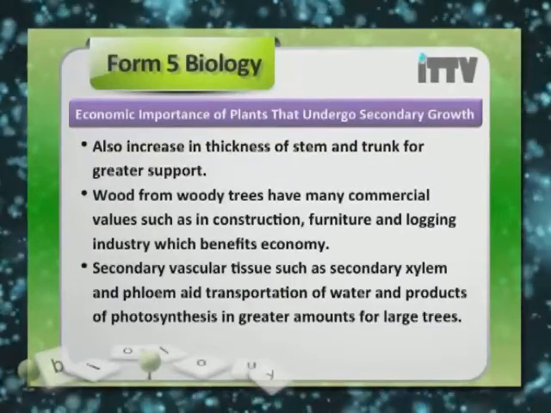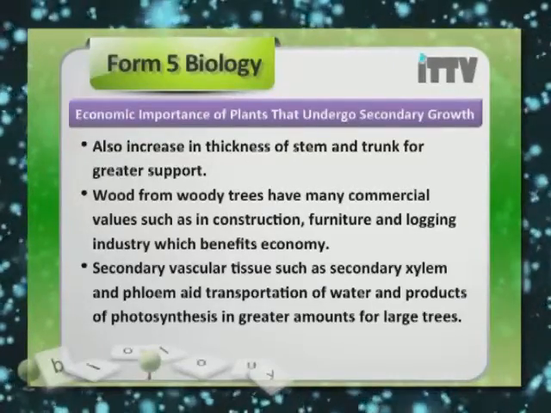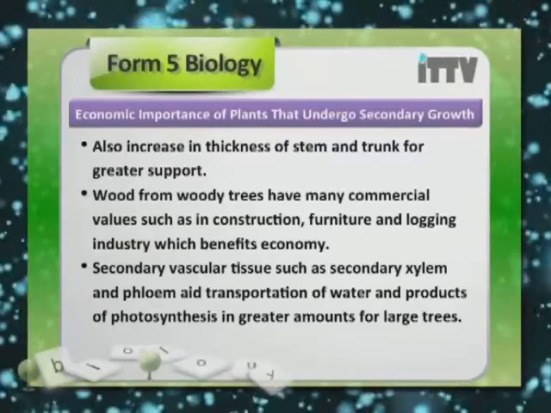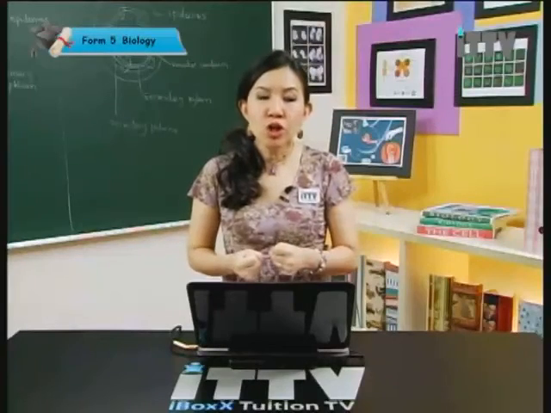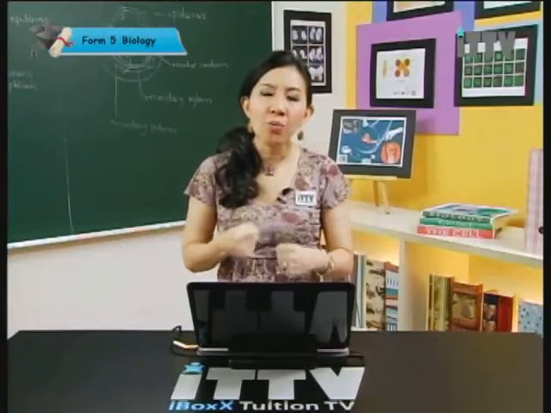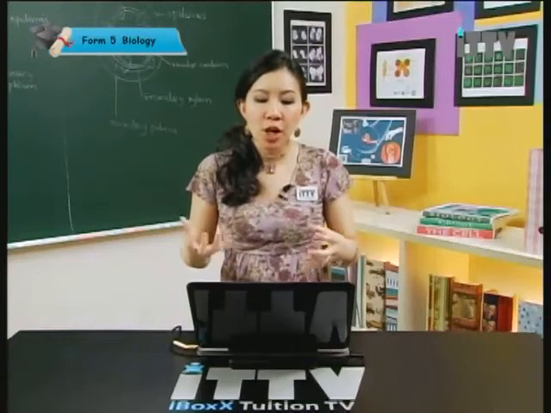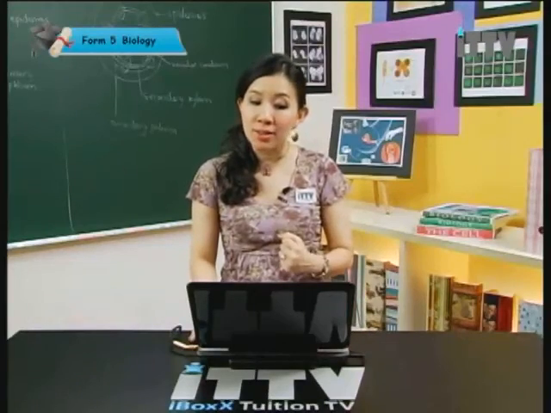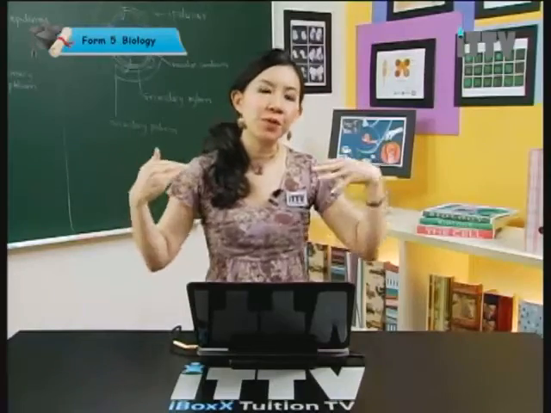Secondary vascular tissues such as secondary xylem and phloem aid transportation of water and products of photosynthesis in greater amounts for larger trees. So for example, those really hardy woody trees like the Chengal, Bakau, Meranti and Balau have great benefits in construction, furniture and logging industry. That's economic importance. And because in a tropical jungle, it's always survival of the fittest.